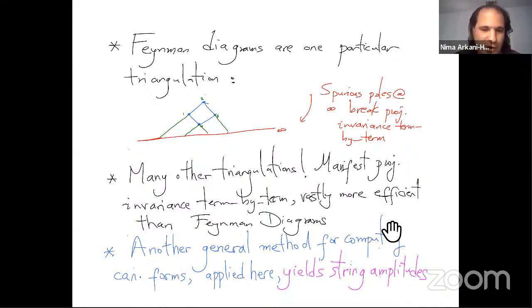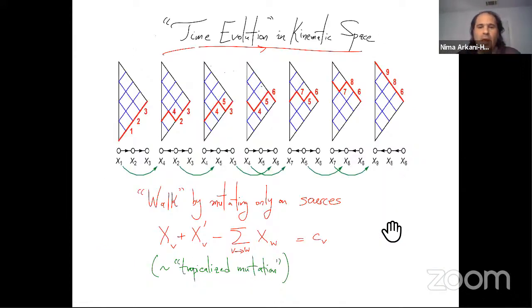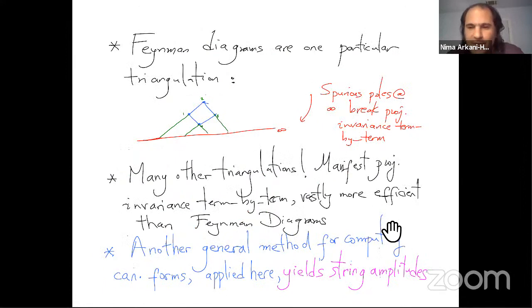And I'll just mention here in passing that there are a number of general methods for computing the canonical forms of polytopes that have been developed over the past couple of years, and one of those methods actually has a parameter alpha prime associated with it, and if you apply that general method to this particular polytope, you get string amplitudes, not just field theory amplitudes, but an alpha prime deformation of these amplitudes that are directly what you get from the Koba-Nielsen formula. All right, so maybe I'll stop here and ask if there are any questions.